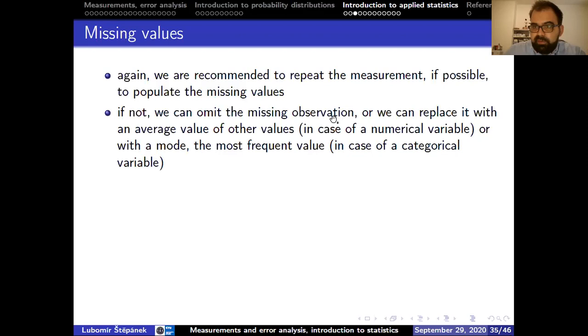That's a safe scenario. Or the second one, which is not so safe, but it's also clever and it could be done, is that you replace the missing value by an average value of the other values, or the remaining values in such a quantity.